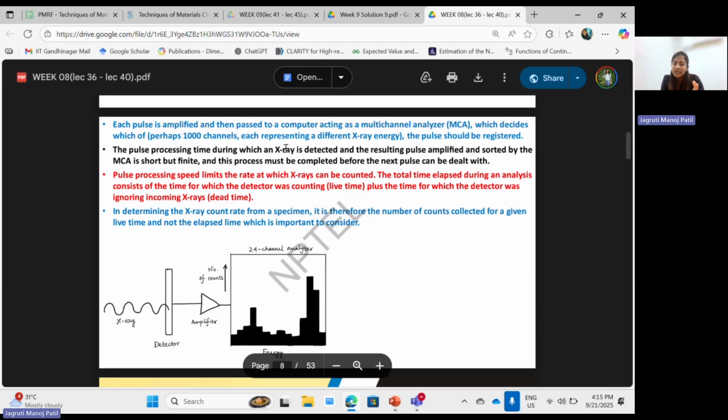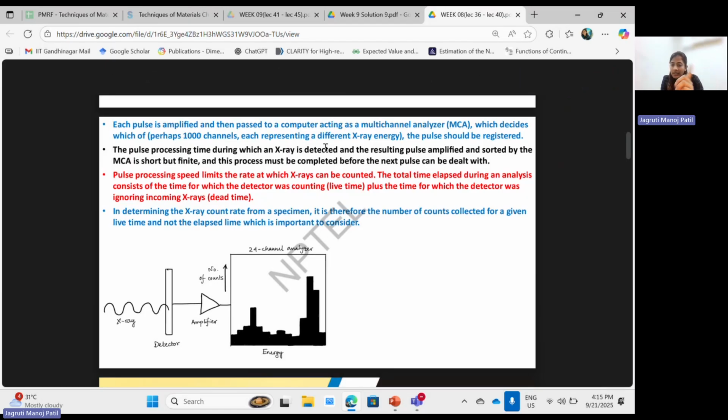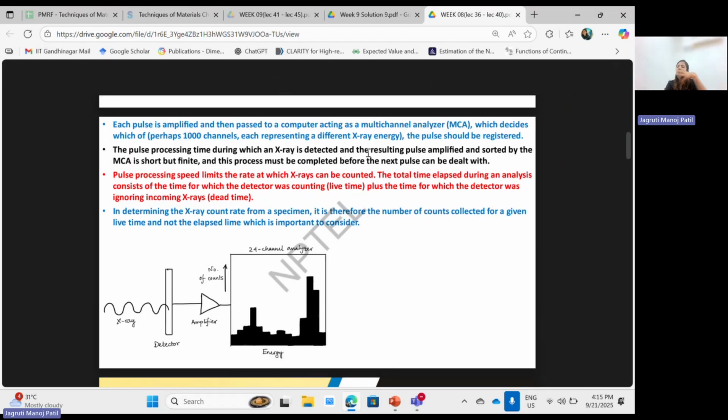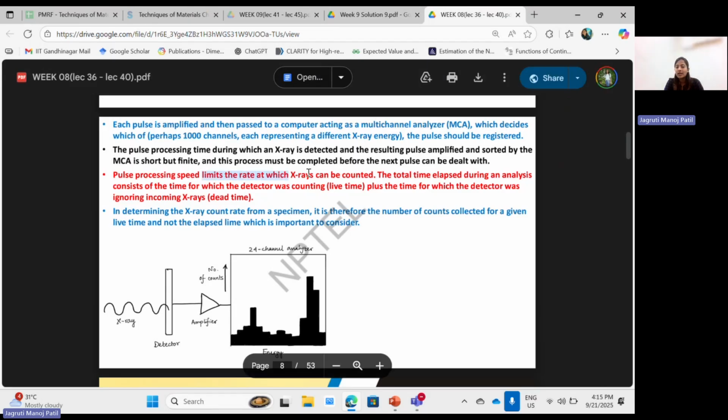Now the pulse processing time, in which one X-ray is detected and the resulting pulse is amplified, is shorted by this multi-channel analyzer, and the process must be completed before the next pulse is being dealt with. So it should be completed. Now this pulse processing limit will limit the rate at which the number of X-rays can be counted.